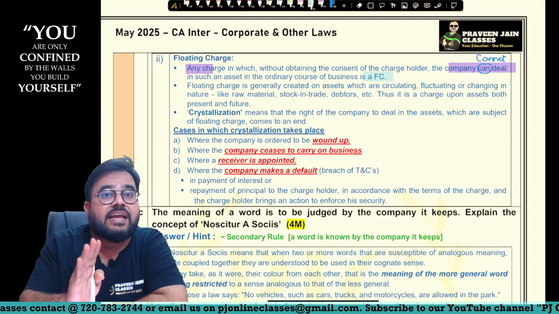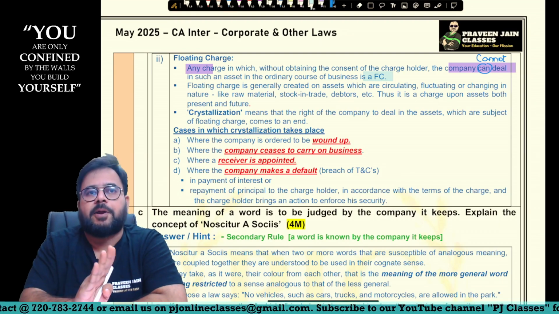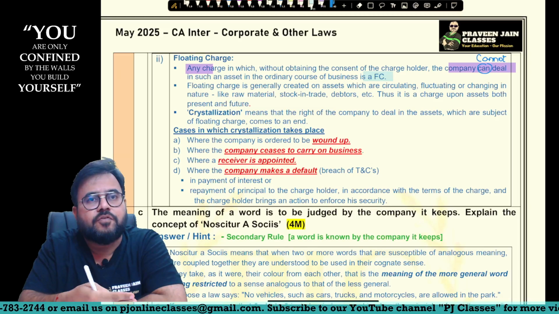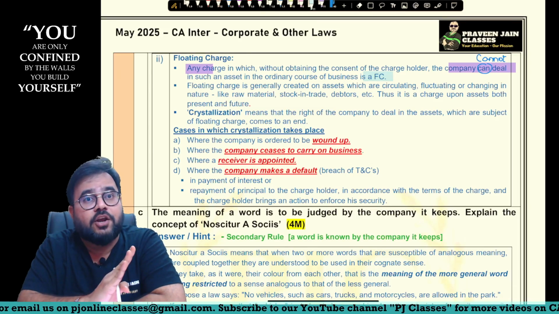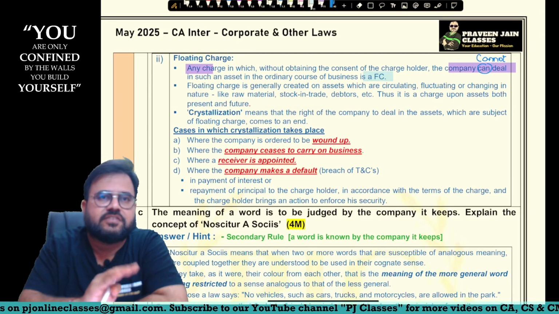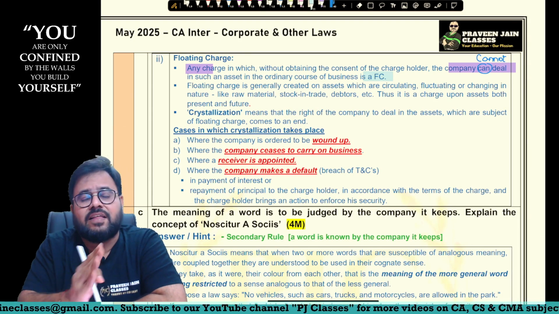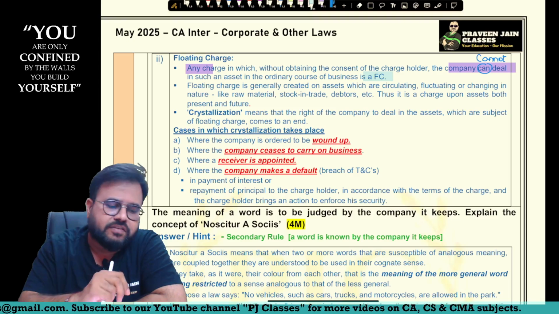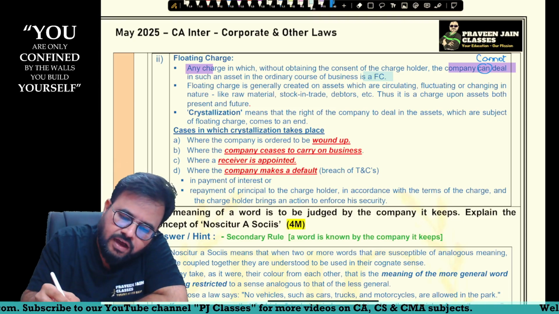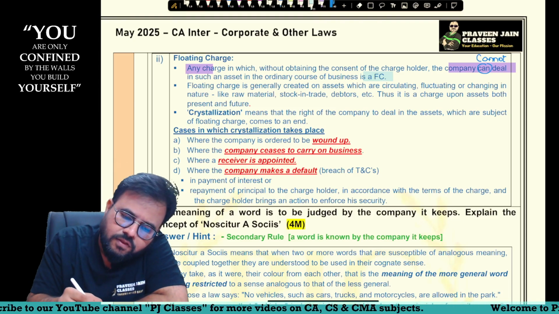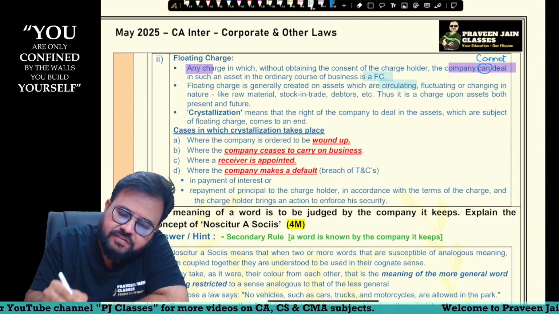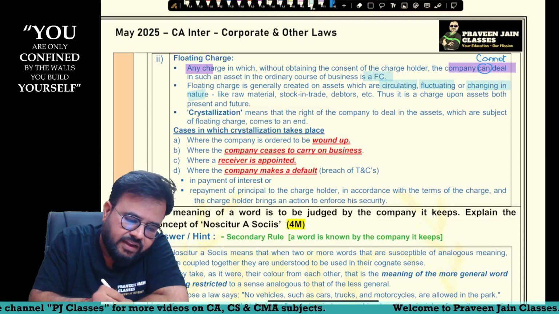in the ordinary course of business is a floating charge. In other words, without taking the permission from whom? From the charge holder. If you cannot deal in that asset, then that type of charge is called a floating charge. Generally, they are created on class of assets, sir. So these class of assets will be circulating, fluctuating, or changing their nature, sir.